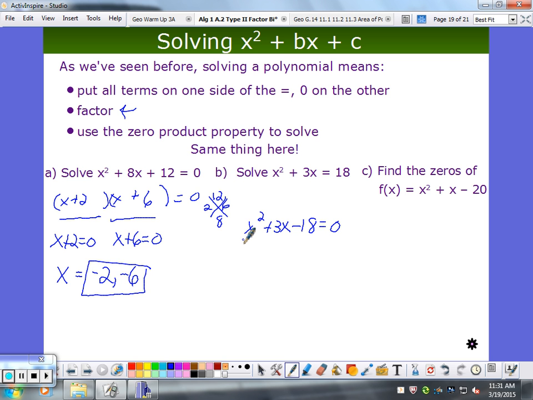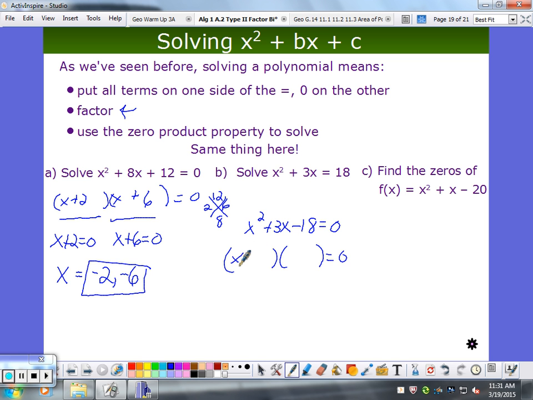All right. Is there a greatest common factor? I don't see one, right? Especially if there's a 1 up here, there probably won't be. Is there a difference of squares? No. Perfect square? No. Is this a type 3? Yes. So I'm going to factor using my type 3 pattern method.